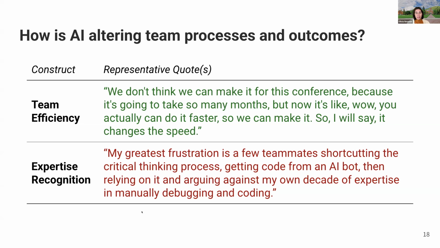In this example here, we see some issue with the ability of team members to recognize each other's expertise. So one participant writes, "My greatest frustration is a few teammates shortcutting the critical thinking process, getting code from an AI bot, and then relying on it and arguing against my own decade of expertise in manually debugging and coding." So I wanted to highlight this quote because the unique value of teamwork, generally and in this context, is of course the integration of varied expertise to solve complex problems that span disciplines and domains.